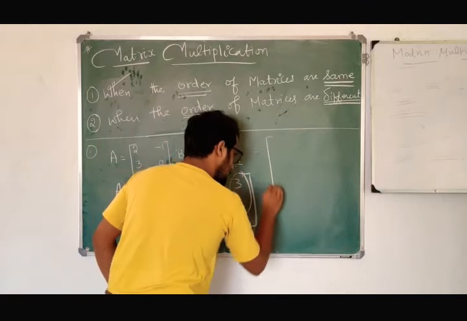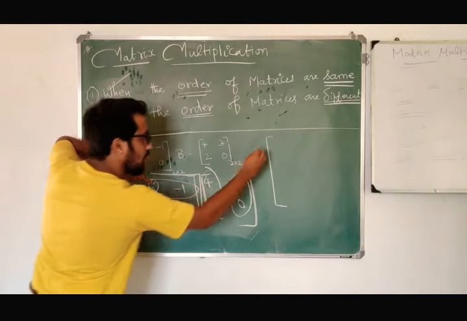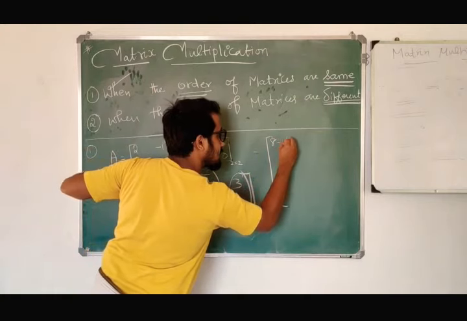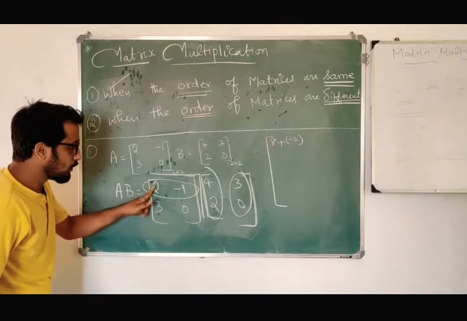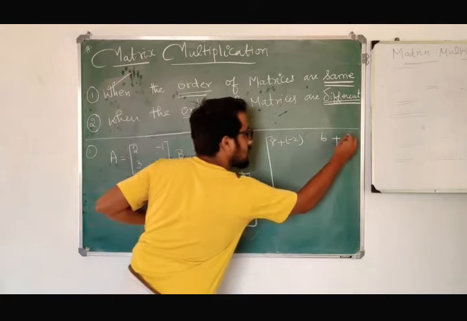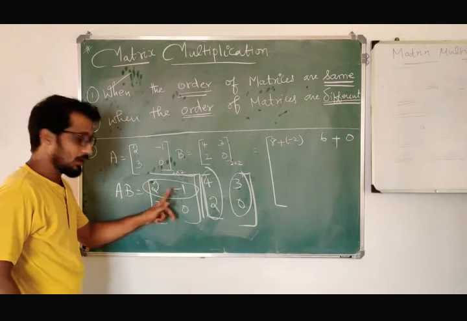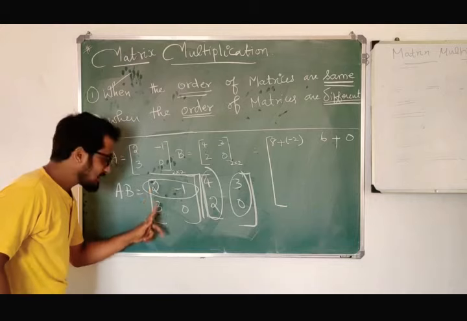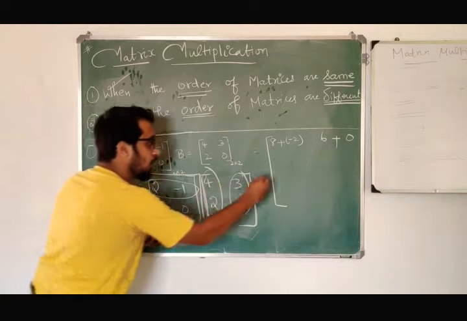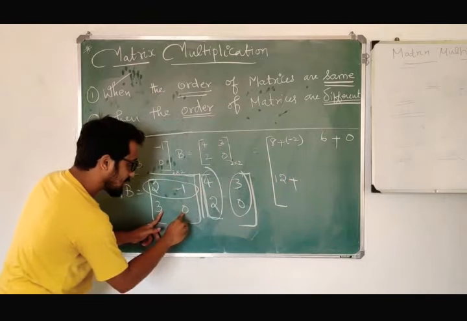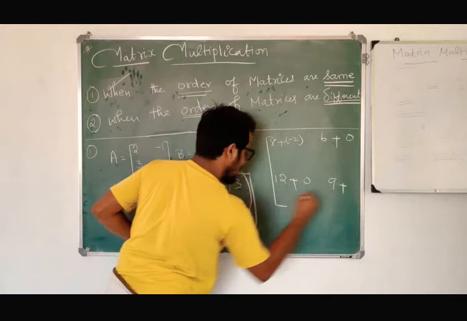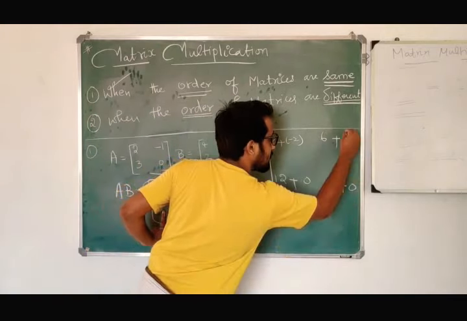Listen here. 2 into 4 is 8, minus 1 into 2 is minus 2. 2 into 3 is 6, plus minus 1 into 0 is 0. Now first row over, the second row you have to multiply with the two columns of the second matrix. 3 into 4 is 12 plus 0 into 2 is 0. 3 into 3 is 9 plus 0 into 0 is 0.